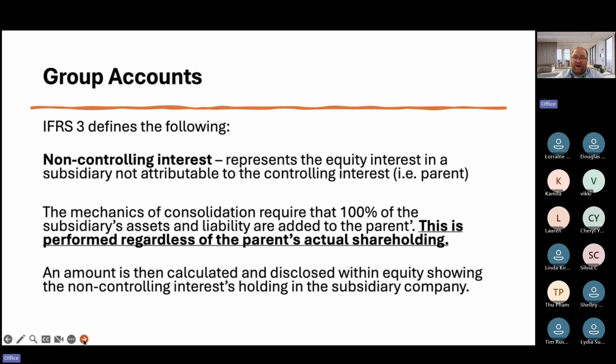So an amount is then calculated and disclosed within the equity section showing the non-controlling interest holding in the subsidiary company. So we're almost going to consolidate as if we own all of it. Yeah, so as if we own that entire subsidiary. We're going to consolidate on the basis we own 100% of it, and then we're going to adjust for the bit we don't own.